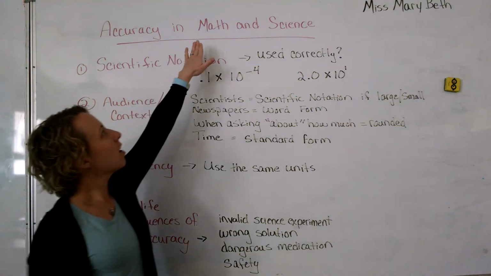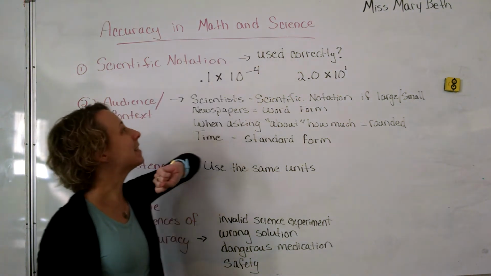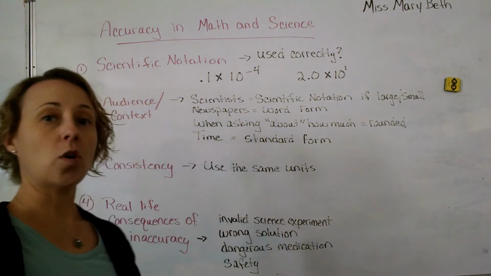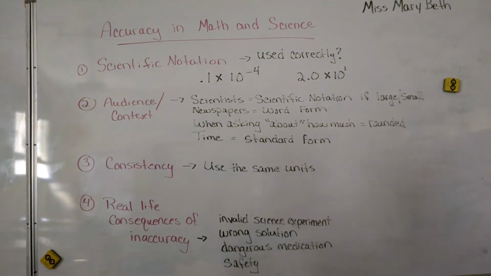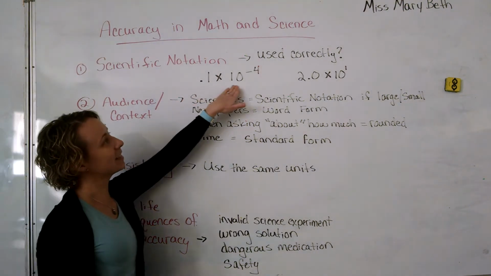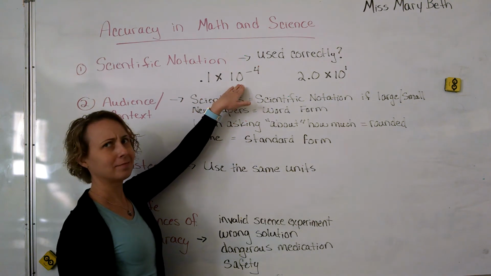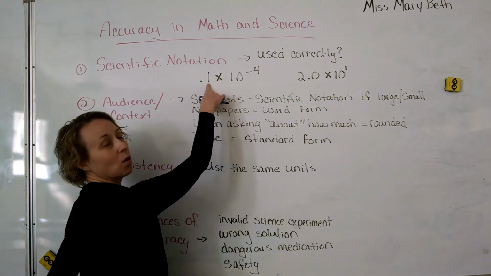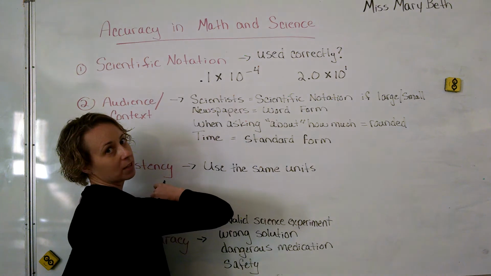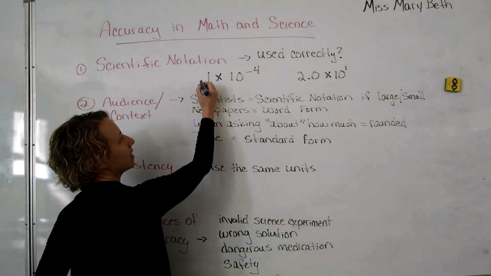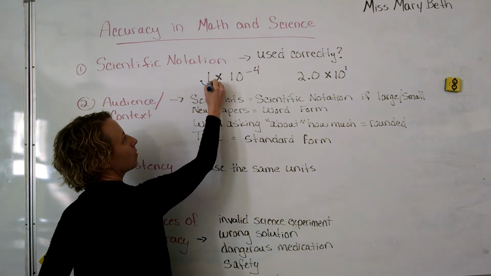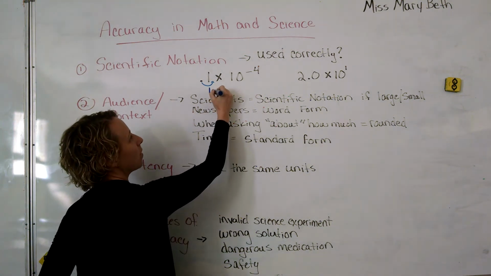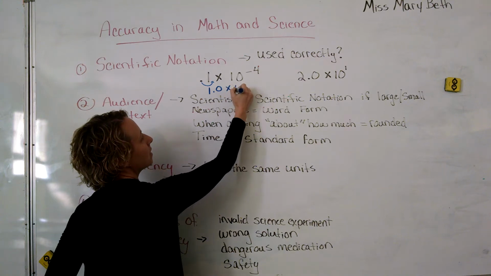Something to look at in both math and science is, are they using scientific notation correctly? So, for example, are they writing it correctly? Is this correct scientific notation? No, of course not. Scientific notation would always be one digit, then the decimal point. If we were to correct this, this would move one place this way. It would be written as 1.0 times 10.